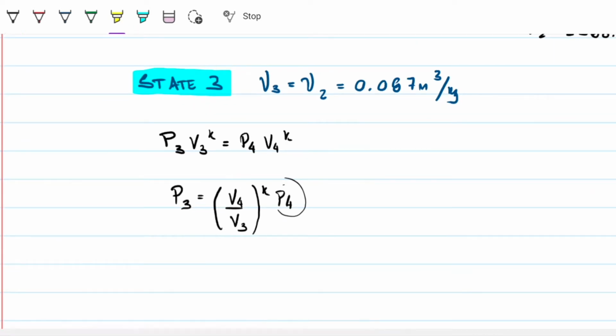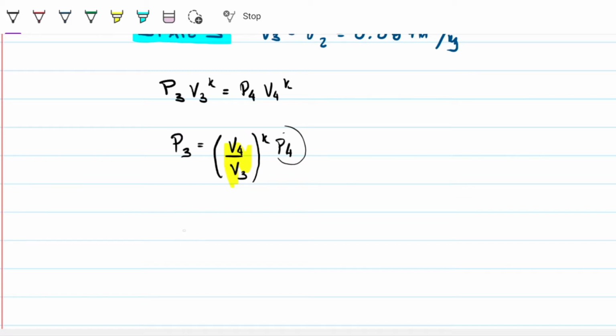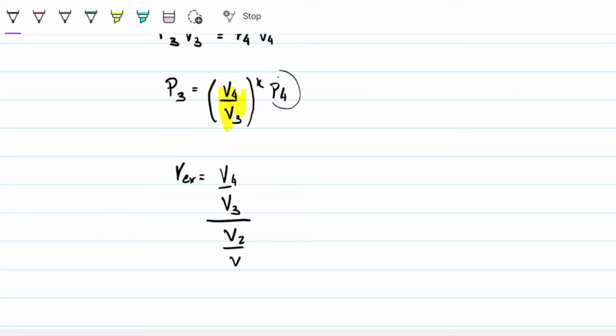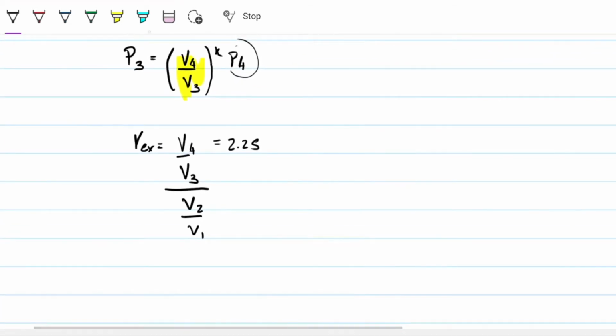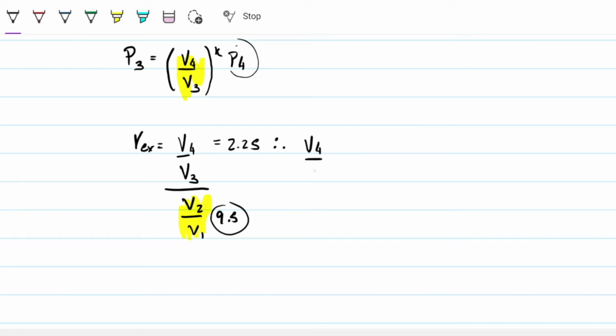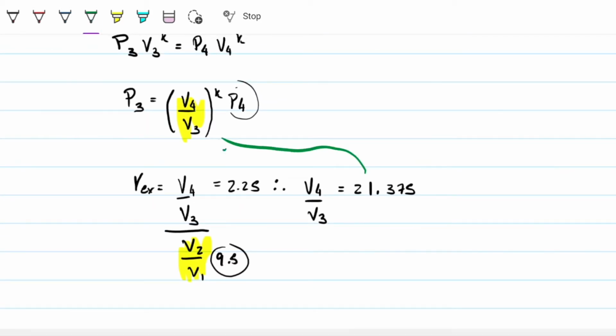So all I need to do is find this ratio. I can combine the information that I know. The ratio V4 over V3, divided by V1 over V2, which is 9.5, equals 2.25. This is all given in the statement. And we know this one is 9.5. So therefore, V4 over V3 is 21.375.